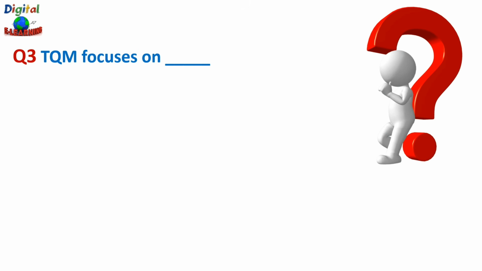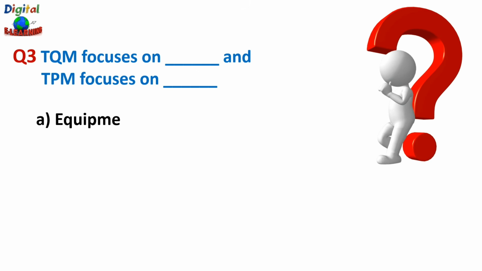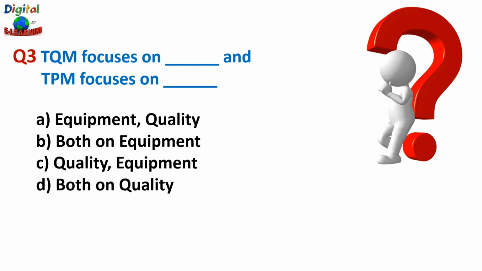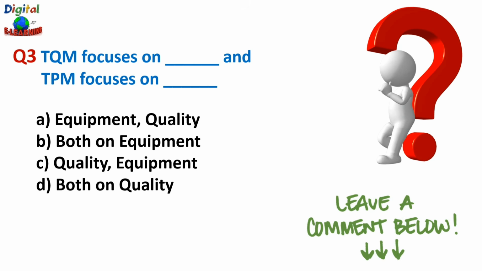Question 3. TQM focuses on and TPM focuses on. Options are: equipment and quality, both on equipment, quality and equipment, and both on quality. You can leave your answers in the comment section below.